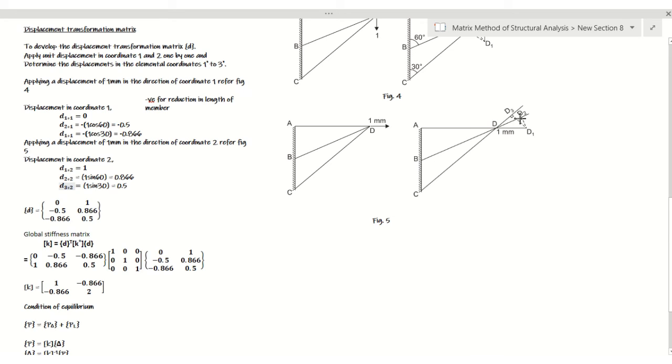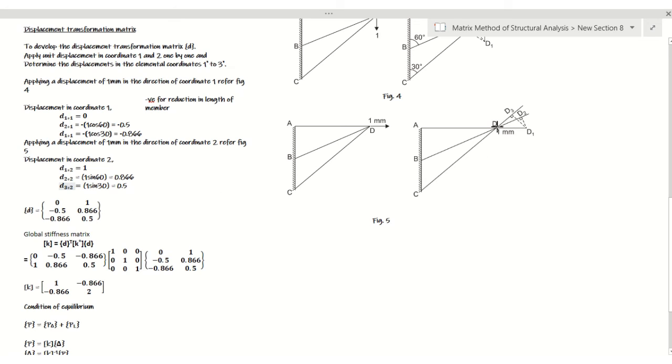So I'll just extend this center line over here, and from this point I'll drop a perpendicular onto this second member. If you determine this D2, that will represent the displacement in the member BD. So what I have here is 1 into sine of 60, which comes out as 0.866. That will be the D2 star 2 displacement in the second elemental coordinate when unit displacement is applied in the second global coordinate.